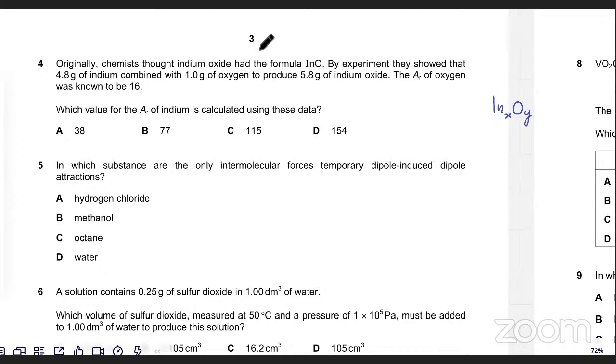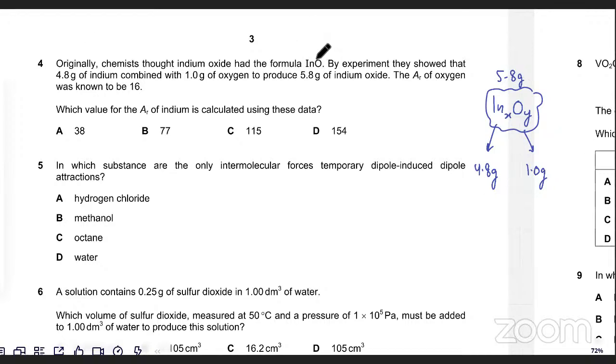They've shown us that chemists thought that indium oxide had the formula InO. By experiment, they showed this: indium is 4.8 grams, and the oxygen that is added is 1 gram, right? So these two combine to form 5.8 grams. So this entire thing is now 5.8 grams.